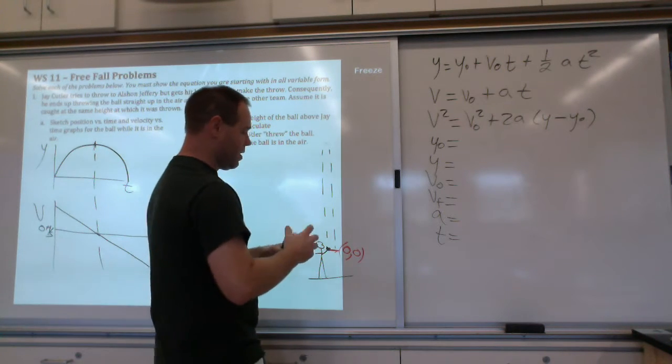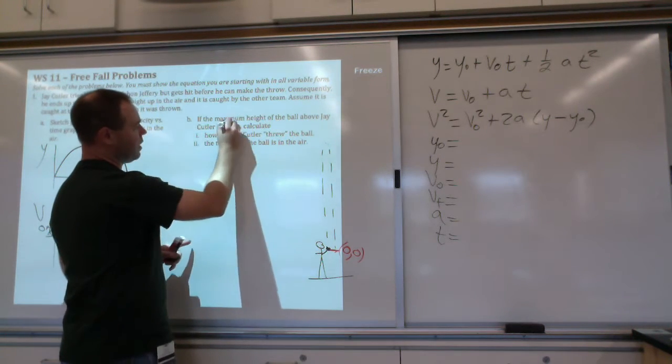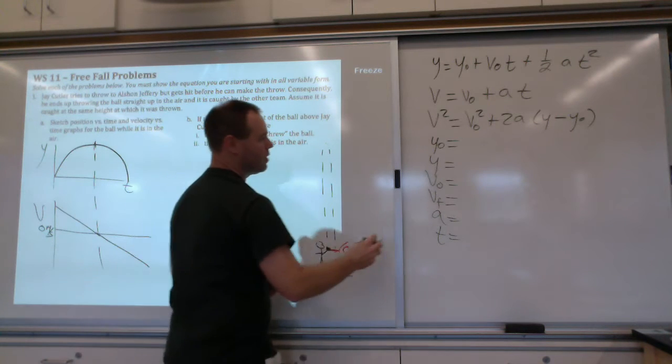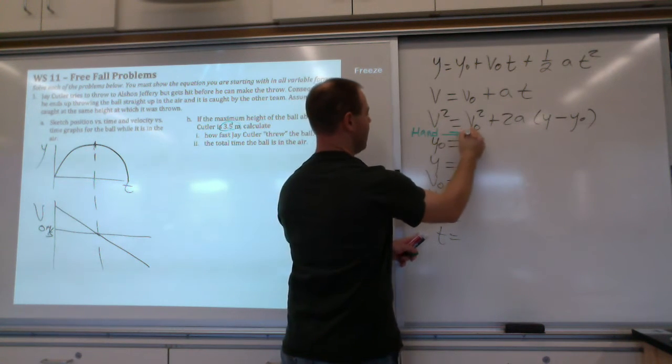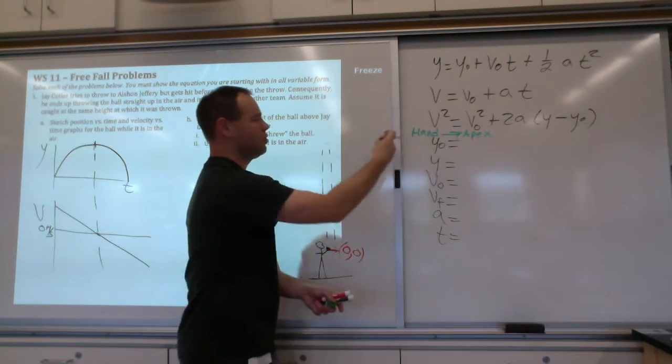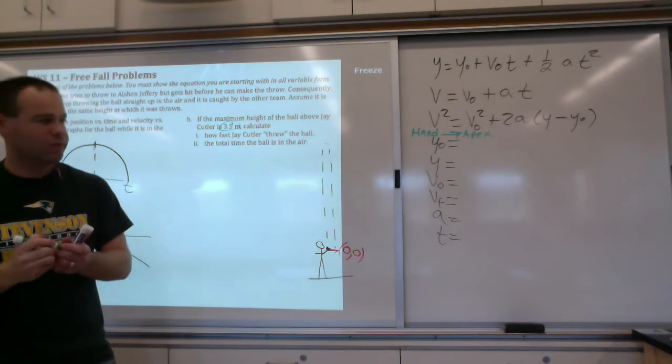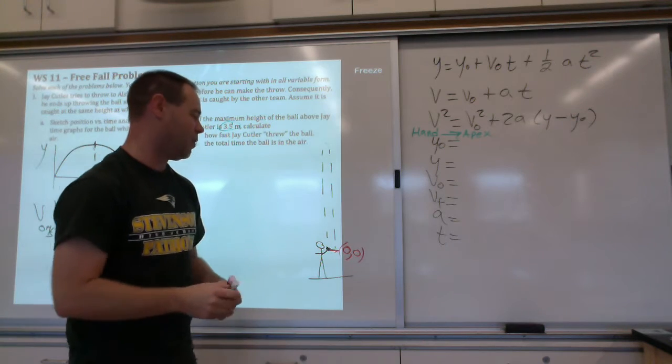So in this case, because we know that it reaches a height of 3.5 meters, I'm going to say that we're going from his hand to the apex. So you got to be clear about where the start and the end is, the initial and the final. Okay, now that we've done that, we can fill in our values.